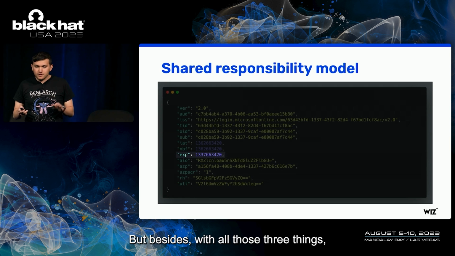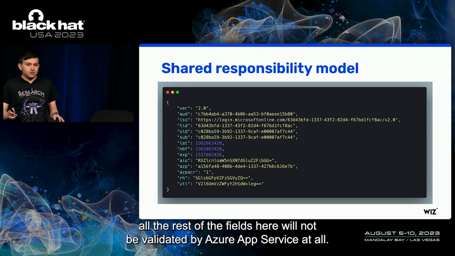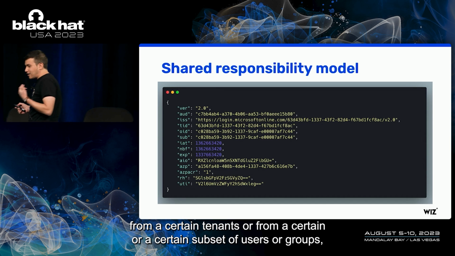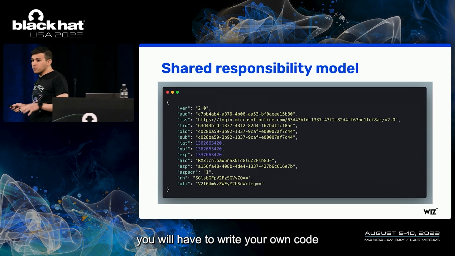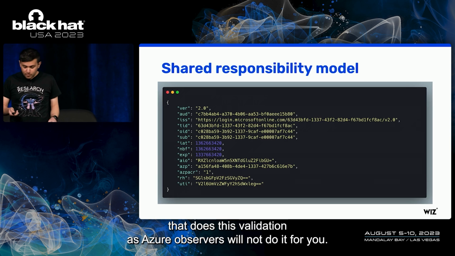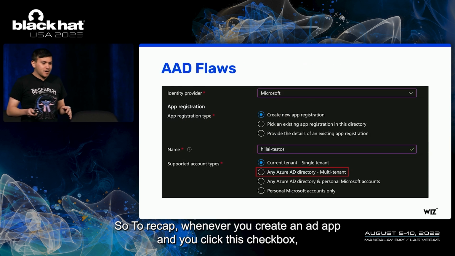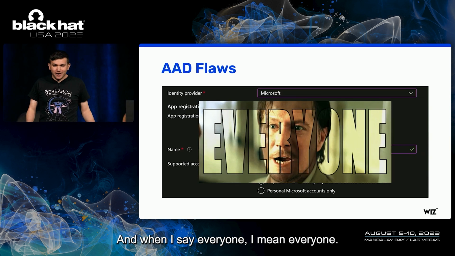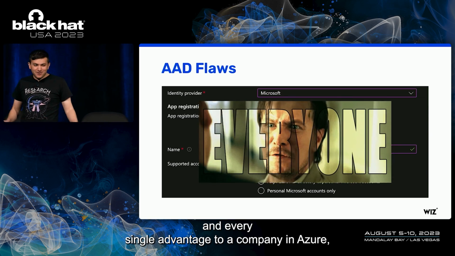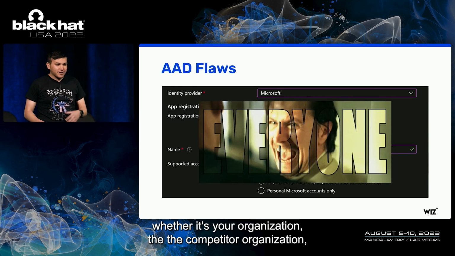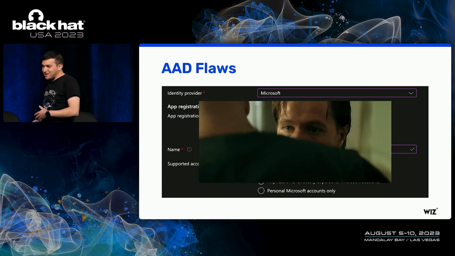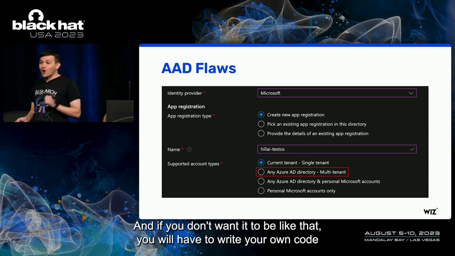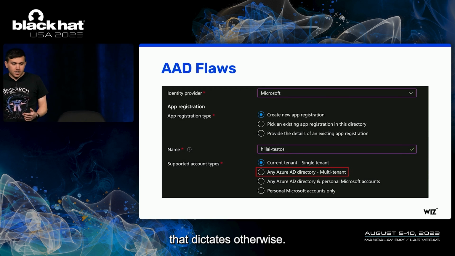But besides those three things, all the rest of the fields here will not be validated by Azure App Service at all. If you want to validate, for example, that the user is coming from a certain tenant or from a certain subset of users or groups, you will have to write your own code that does this validation, as Azure App Service will not do it for you. So to recap, whenever you create an AAD app and you click this checkbox, everyone will be able to log into your app. And when I say everyone, I mean everyone. Every single user and every single tenant or company in Azure, whether it's your organization, the competitor organization, some user that someone created 5 minutes ago, everyone will be able to log in successfully. And if you don't want it to be like that, you will have to write your own code that dictates otherwise. So this is basically the first flaw that we found.